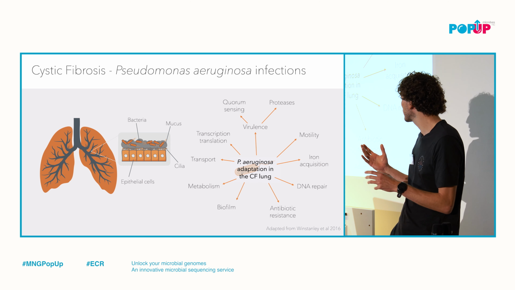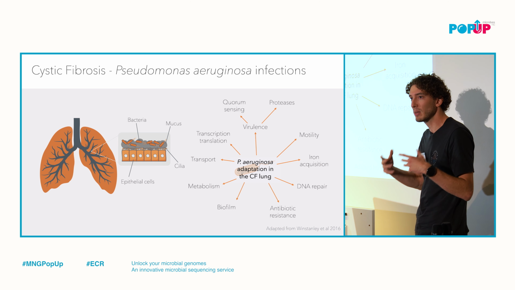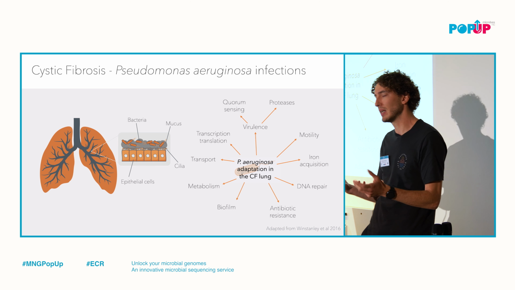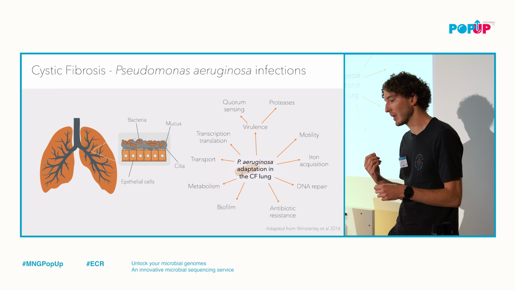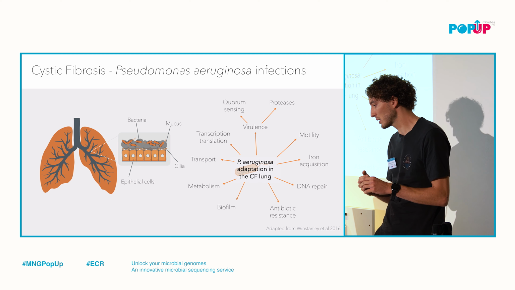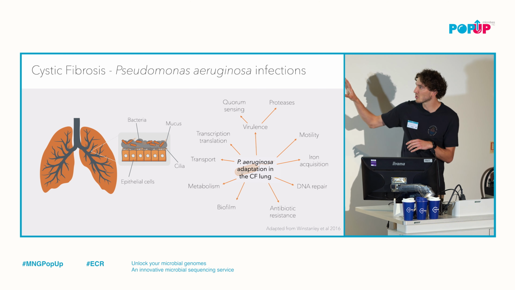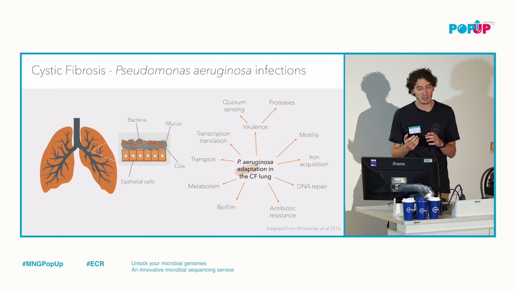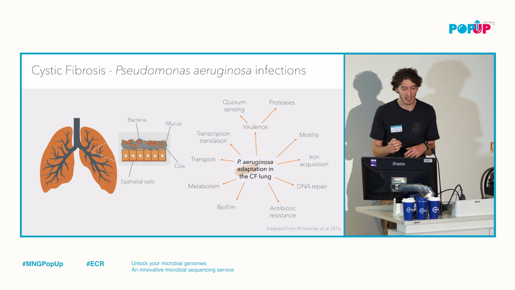And for some of these traits, it's kind of obvious what the selective drivers are. So for example, antibiotic resistance, well, the patients have been treated with huge amounts of antibiotics, both intravenously, through oral antibiotics and inhaled antibiotics. But for others, it's a little bit less clear. Why do these change their virulence factor production? Why do they alter the metabolism and other things? What are the selective drivers behind this chronic adaptation?